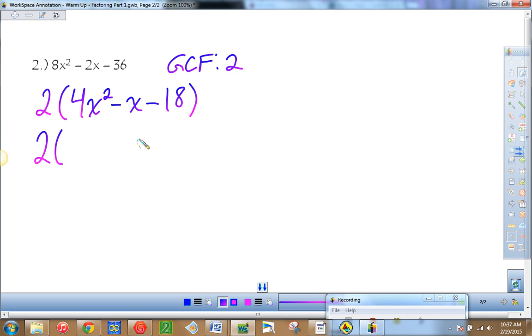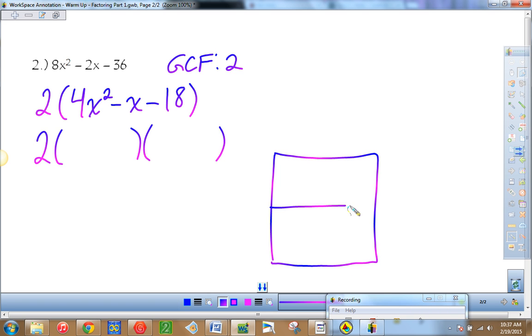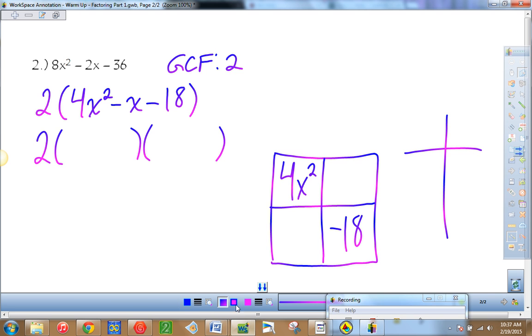Alright, so we know that this is going to have 2 factors, right? And we've got our little box. What do we already know goes into the box? 4x squared and negative 2. Fantastic. Now we have to break up the other term into 2 things.